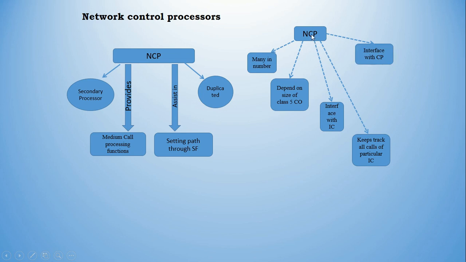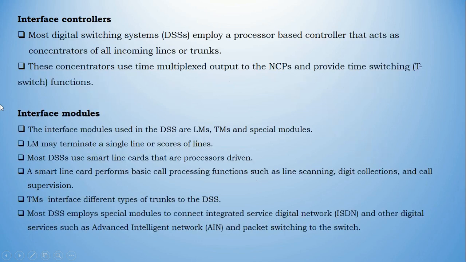Then NCP, the second level, interfaces with the central processor and updates the call paths regularly. That means the call has to be updated regularly with the assistance of the central processor. So the two are over. The next is the interface controller.